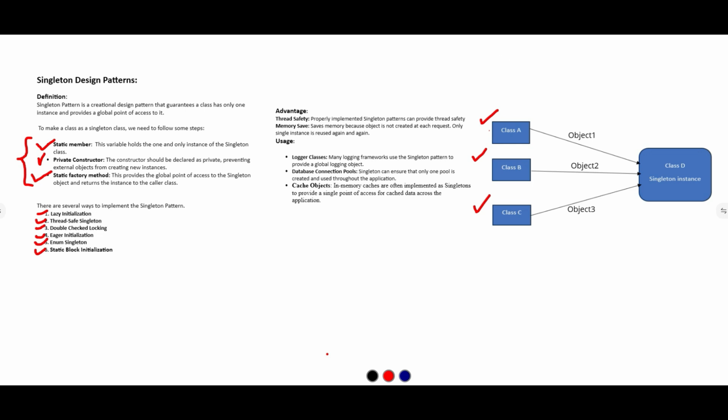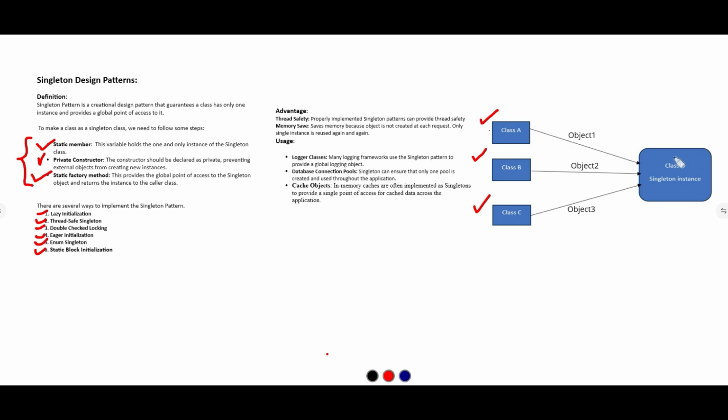Now coming to the advantages of the singleton design pattern. From this diagram, you can see if class D is not a singleton class, then every class will create an object. Class A, class B, class C. So object 1, object 2, object 3. When the object is created, it will take some memory in the heap. So we need to allocate memory for these three objects.